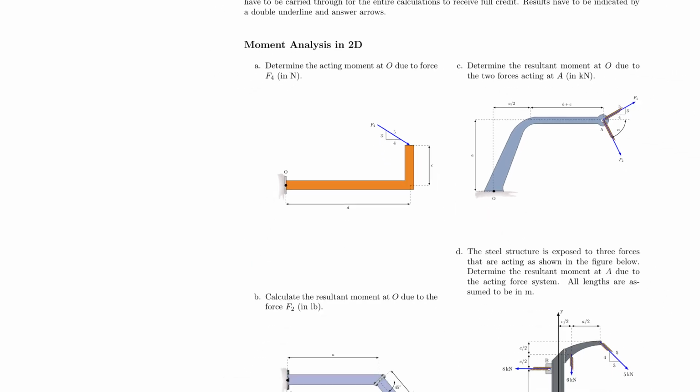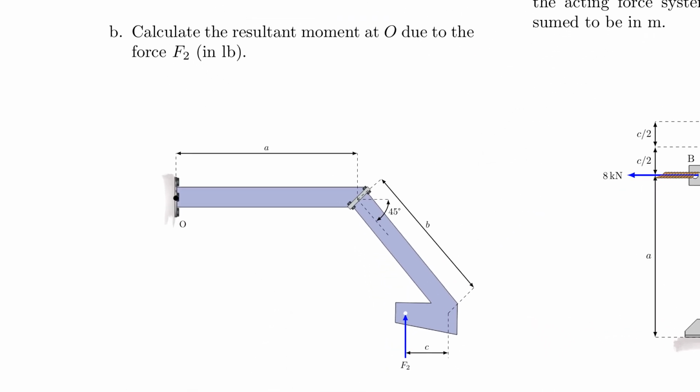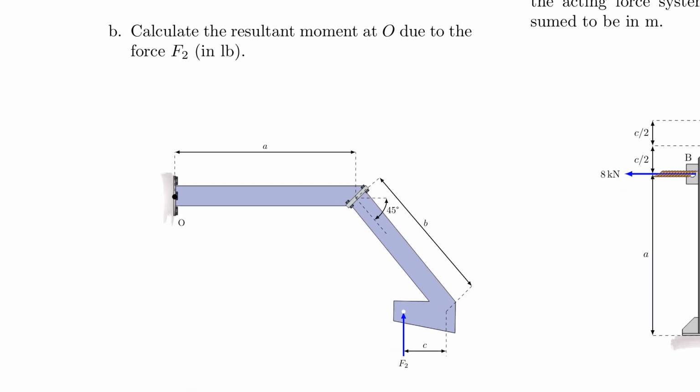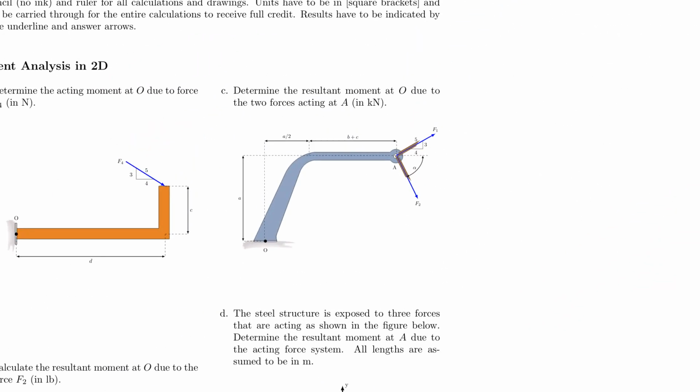Let's move on to the next problem, which is where the fun starts. So this looks a little bit more complex, or at least you have to do some geometry analysis here because your force is acting down here on this steel structure, and you need to find the moment acting at O. So I believe it is one force that requires one lever arm, but that one lever arm you of course have to find through geometry. Let's look at our next problem.